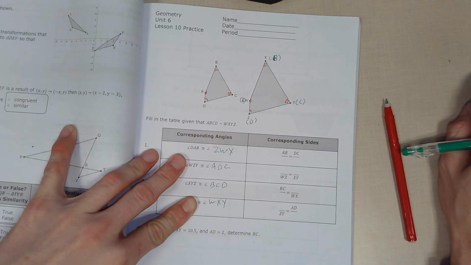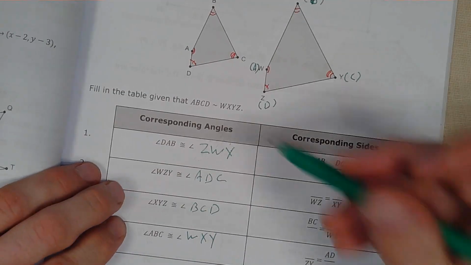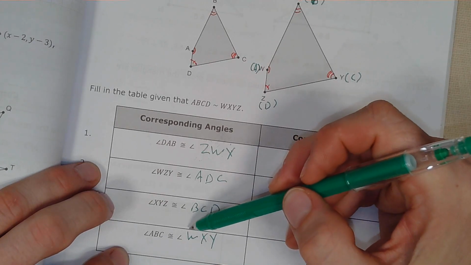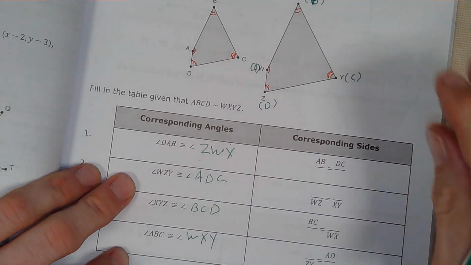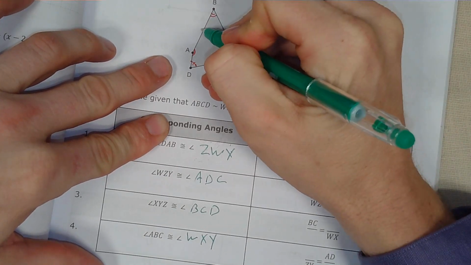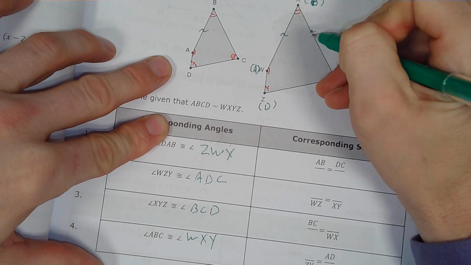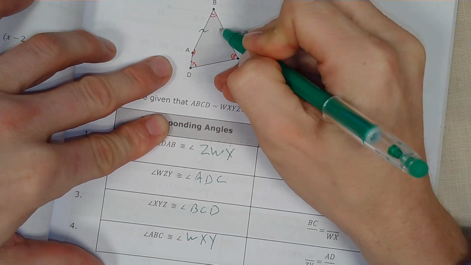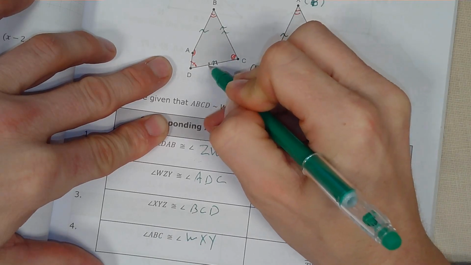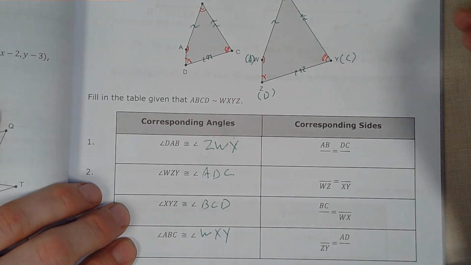I'm pausing for a second. Okay, and I'm back. Sorry about that. All right, so just to recap, ZWX, ADC, BCD, and WXY. Okay, so over here I'm going to mark up my line segments, single, single, double, double, triple, triple, and I'm just going to keep that one unmarked there because it's pretty crowded.